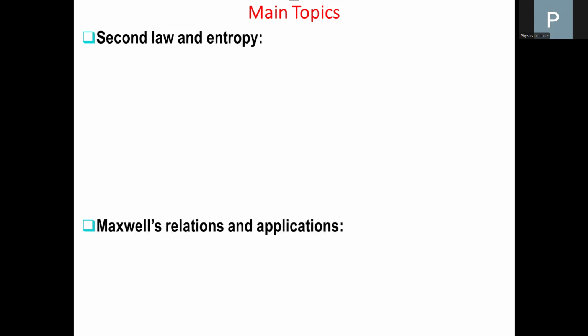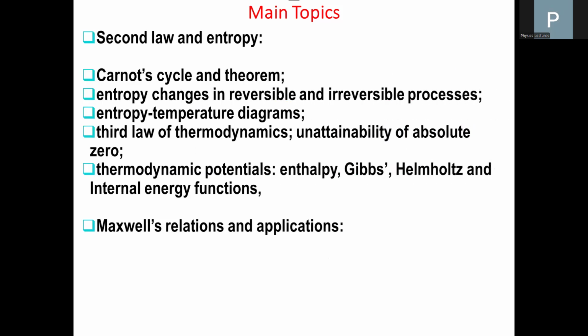Coming to second law, which gives us the concept of entropy, we will learn Carnot cycle and Carnot engine. We will see what is the entropy change in various processes, especially reversible and irreversible. We will plot a graph between entropy and temperature, which are called entropy temperature diagrams. We will learn how absolute zero, that is 0 Kelvin, cannot be attained. The concept comes from the third law of thermodynamics.